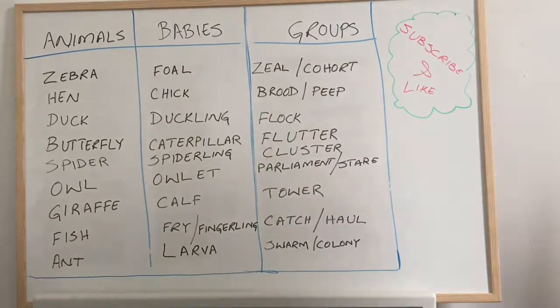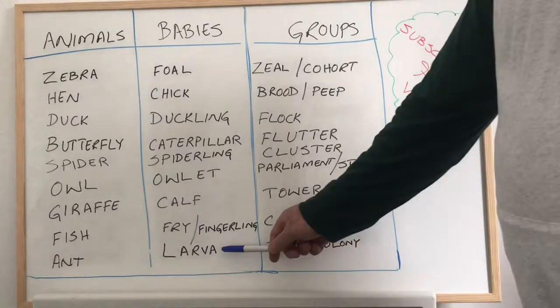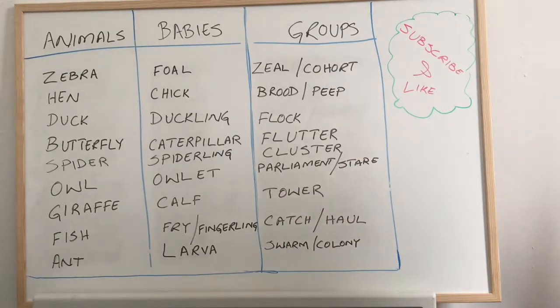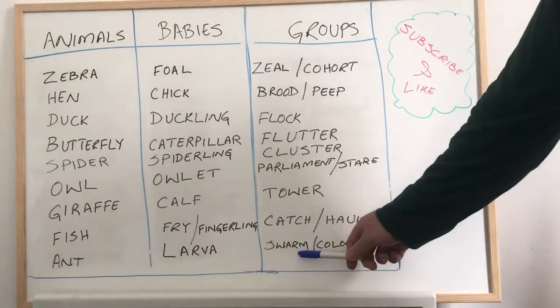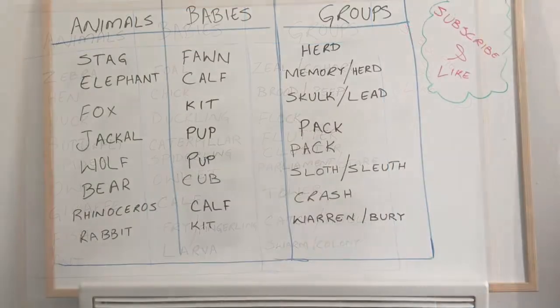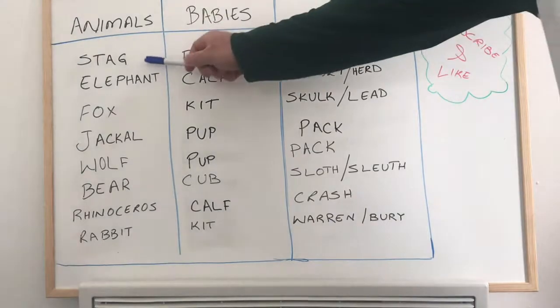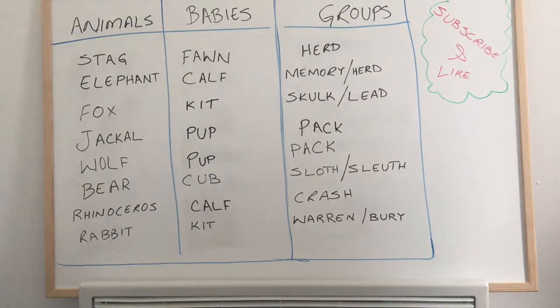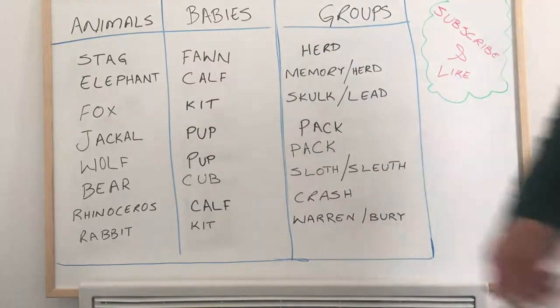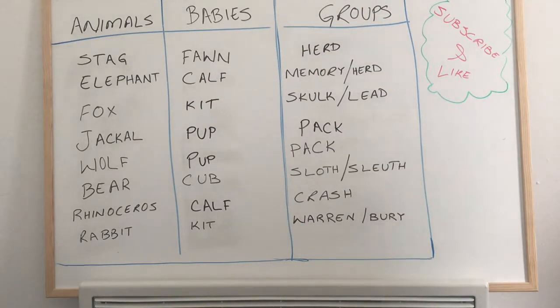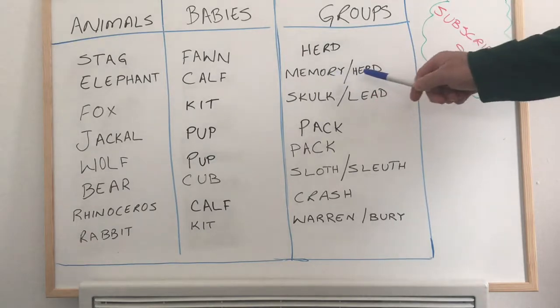Ant. A baby ant is called larva, and a group of ants is called swarm or colony. Stag. A baby stag is called fawn, and a group of stags is called herd. Elephant. A baby elephant is called calf, and a group of elephants is called mammary or herd.